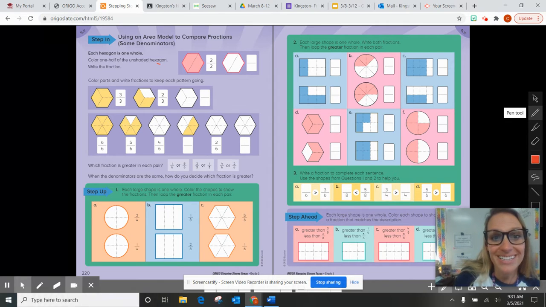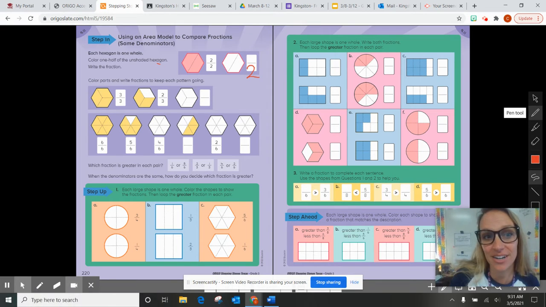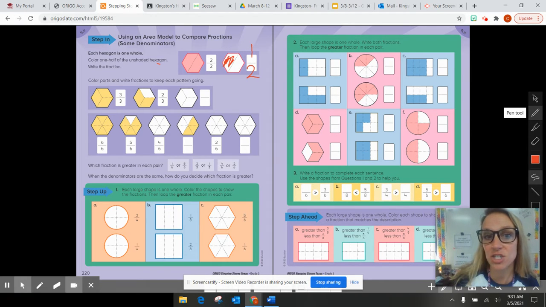All right, so now they're asking us to color 1/2 of the unshaded hexagon. So I look and my hexagon is broken into two parts. So I have my denominator, and now they only want one of the two parts shaded. So I know I have the fraction 1/2. All right, let's look at here.